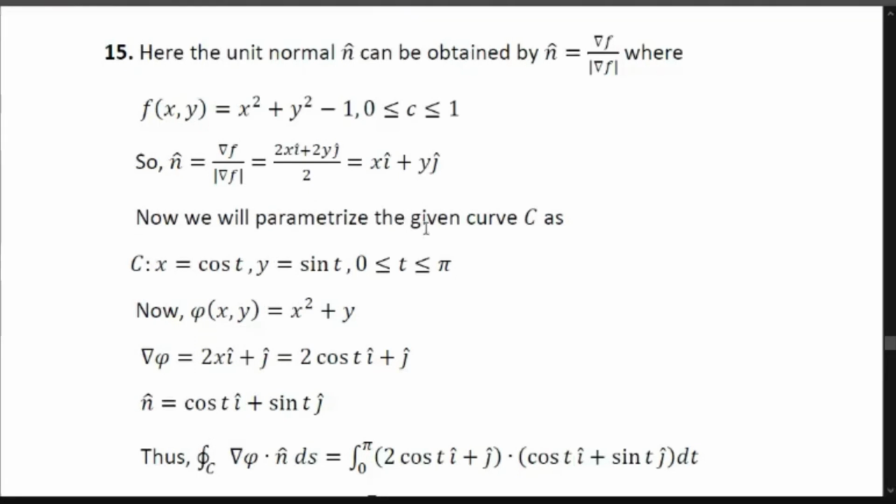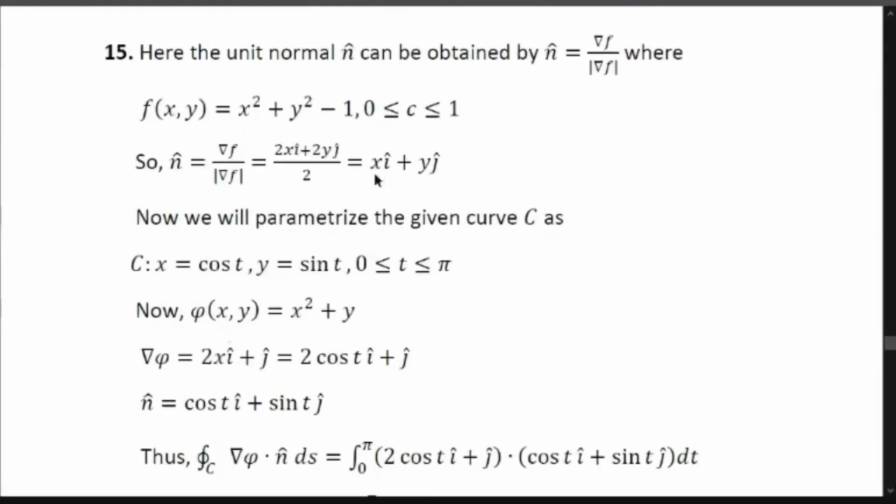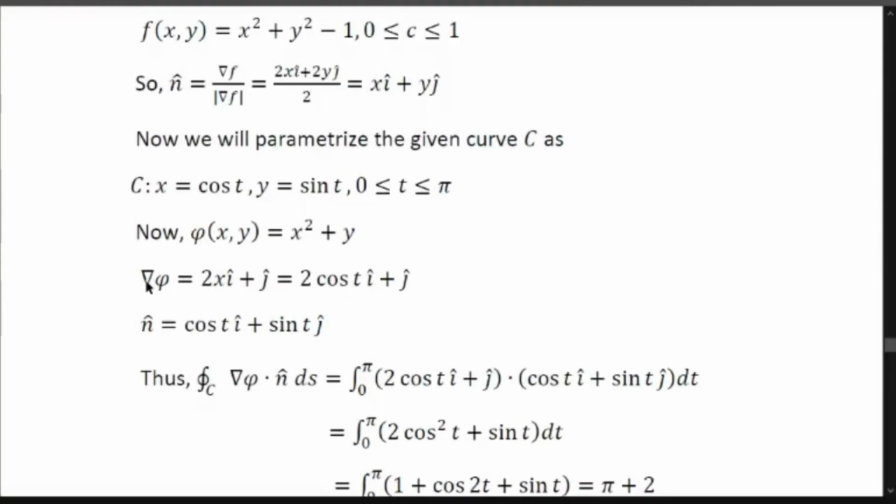Now we will parameterize the given curve C as x = cos t and y = sin t, which is the circle. Now φ(x, y) is x² + y. Now you can find out ∇φ. ∇φ is 2x i + j, which in parametric form is 2cos t i + j. n is actually x i + y j, so it is cos t i + sin t j in parametric form.